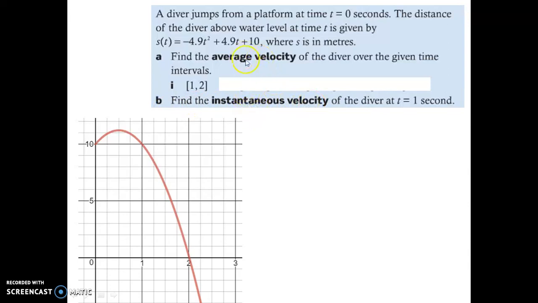There's a very important difference between those. Average, you find over a space of time. Instantaneous is at one moment in time. So this is where calculus comes in, right?